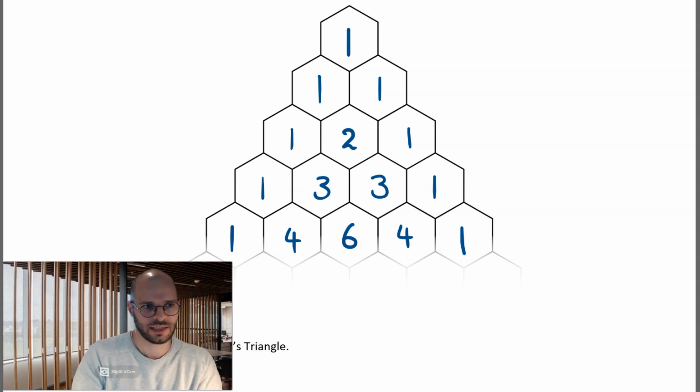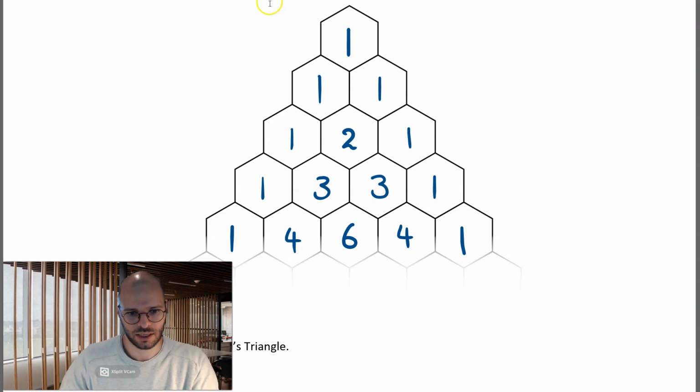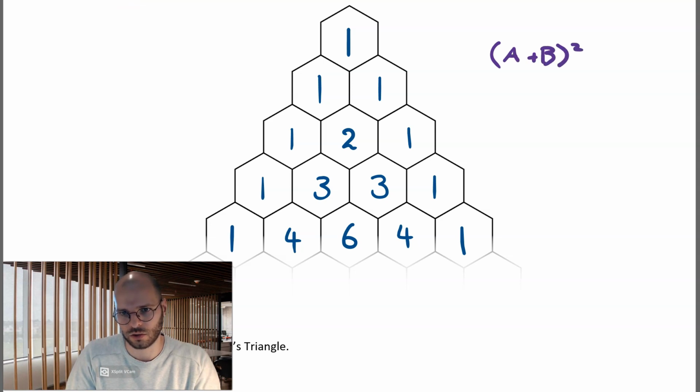So what we have here is a pattern called Pascal's triangle. Now this is useful because Pascal's triangle can be used to predict the coefficients of the binomial expansion. Now that might seem like a lot of words for now, but consider if we have something of the likes of (a + b) all squared. We know that this is going to expand out to be a squared plus 2ab plus b squared.